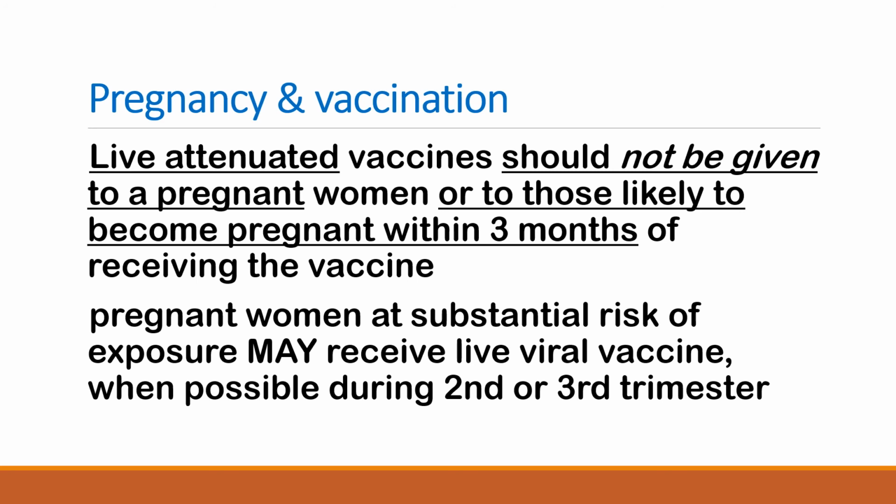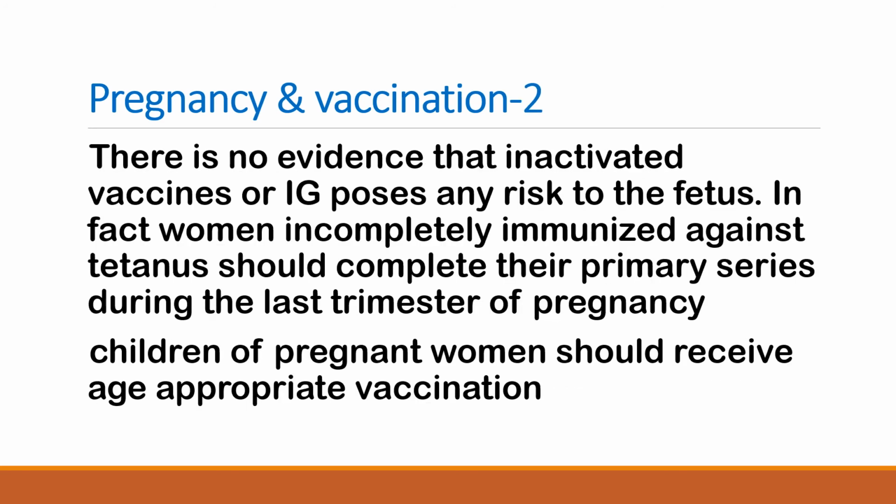Pregnant women at substantial risk of exposure may receive live viral vaccine when possible during second or third trimester. There is no evidence that inactivated vaccines or IG pose any risk to the fetus. In fact, women not completely immunized against tetanus should complete their primary series during the last trimester of pregnancy. Children of pregnant women should receive age-appropriate vaccination.